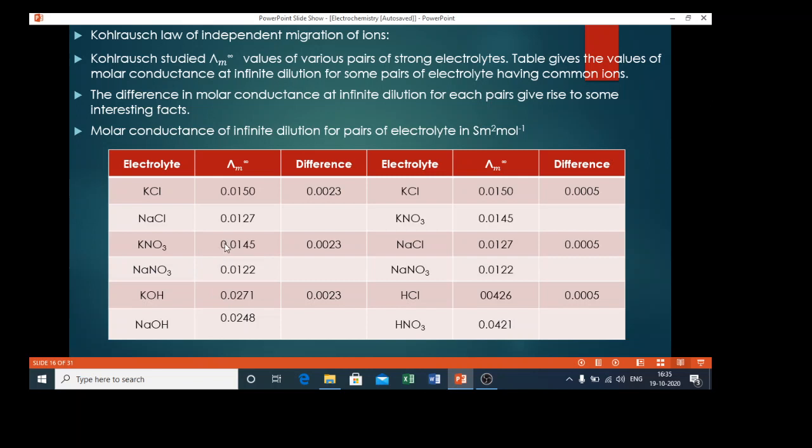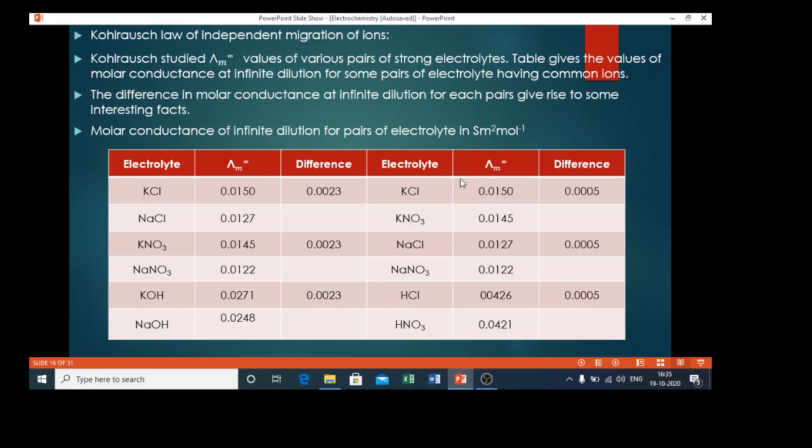And next, the difference of the pairs. In the first example, the difference between the two electrolytes is 0.0023. In the second pair, the difference between the λm infinity values is 0.0023. In the third pair, the difference is 0.0023. We observe that the difference is constant, 0.0023.